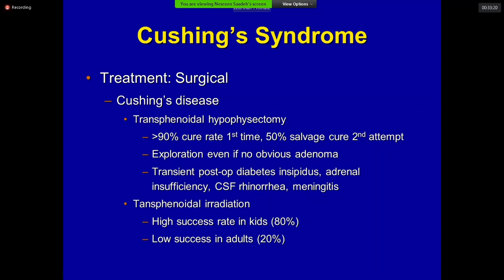Now, the patients who have this surgery may have some complications like transient post-operative diabetes insipidus and adrenal insufficiency, or sometimes CSF rhinorrhea or meningitis. And there will be as well radiation to people who still have some functional tissue left in order to achieve remission and make the patient get cured. And it's more successful in children than in adults.